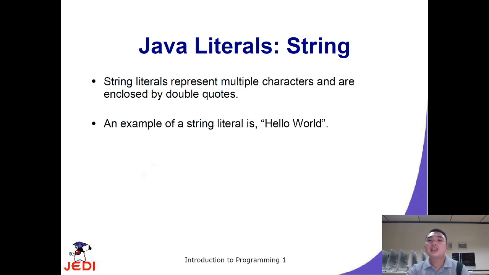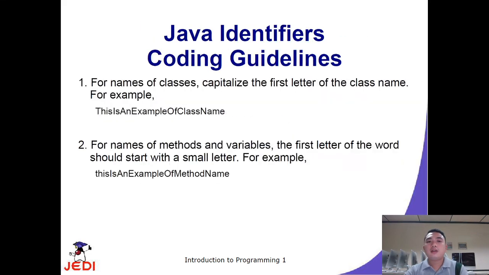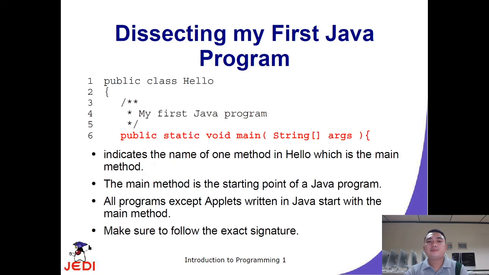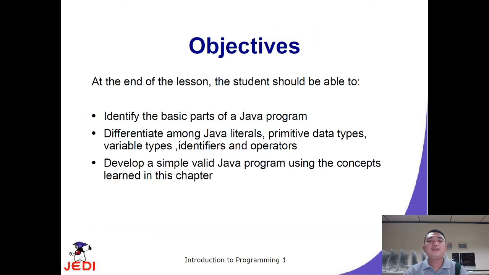So next would be the primitive data types, variable types, and how to write a variable and declare a variable, which will be in part 2. Okay?